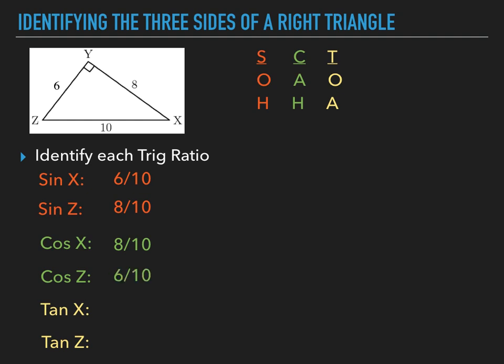Finally, we look at tangent of X and we look at tangent of Z. Tangent being opposite over adjacent. We do not use the number 10 when it comes to tangent, okay? We're using, for tangent of X, opposite of X, which is 6, over adjacent of X, which is 8, 6 over 8. Tangent of Z now, opposite of Z over adjacent of Z, 8 over 6.